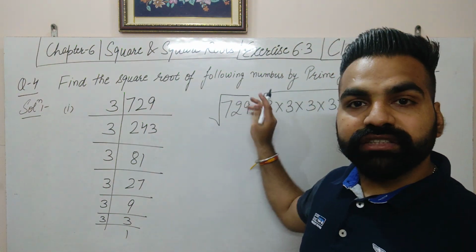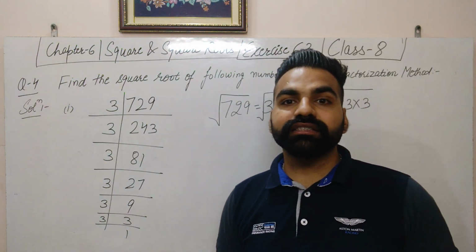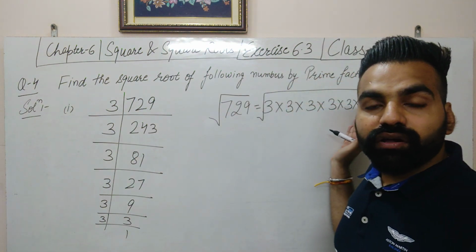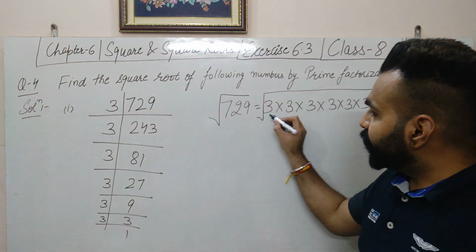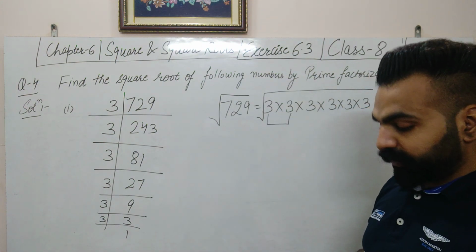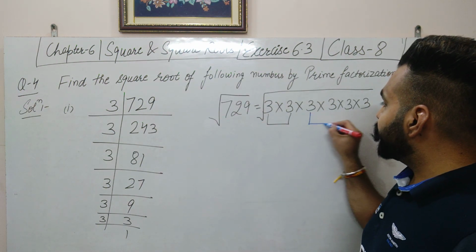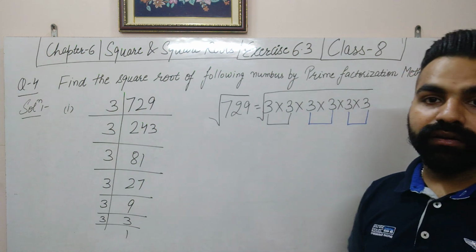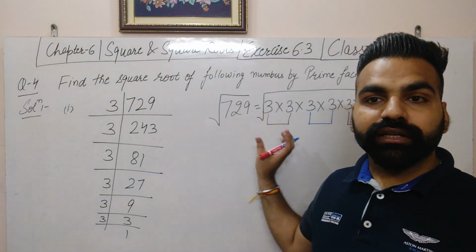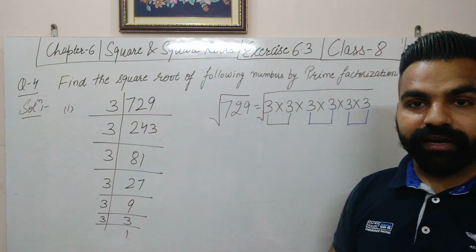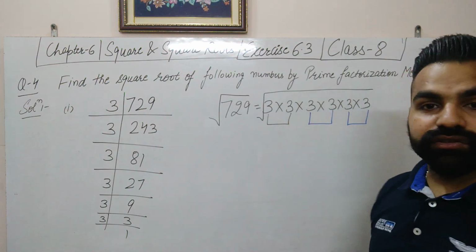We will put the square root sign on both sides, and after that the next step is to form the pairs of the same numbers. Here all the digits are 3, so we will start making pairs of 3. This is the first pair of the first two 3's. This is the second pair, and this is the third pair. Now we can see that all the numbers are included in the pairs. No digit is left behind. There were 6 3's, and corresponding to that there are 3 pairs of 3.